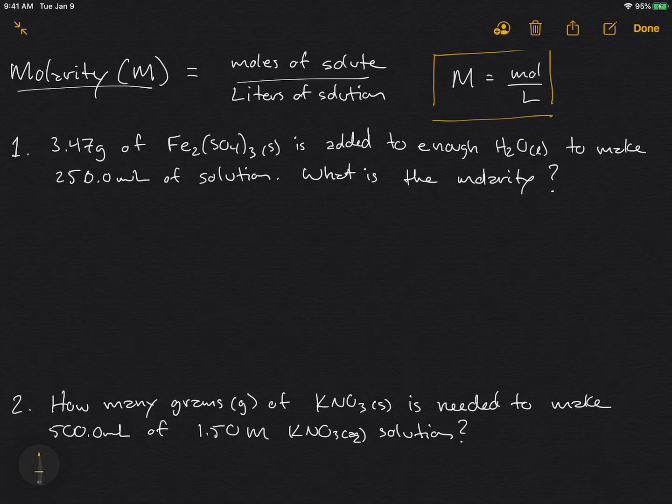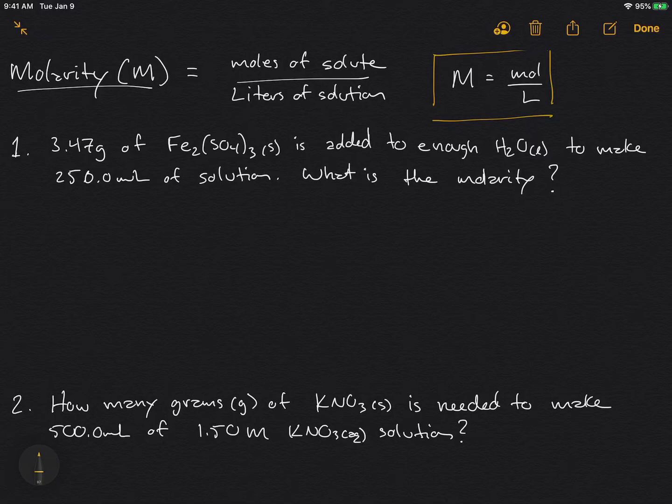So let's take a look at a typical problem. Number 1 here says 3.47 grams of iron(III) sulfate, solid, is added to enough water, liquid, to make 250 milliliters of solution. So notice the wording there. It says added to enough water to make 250 milliliters of solution. We don't say added to 250 milliliters of water because we measure the solution after it's made. So what is the molarity of this solution?